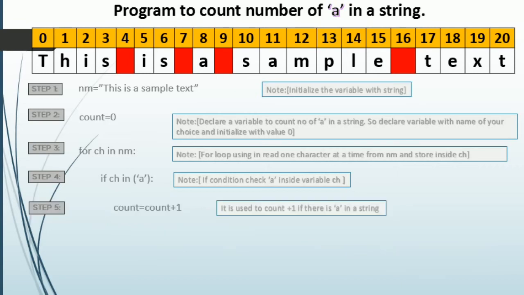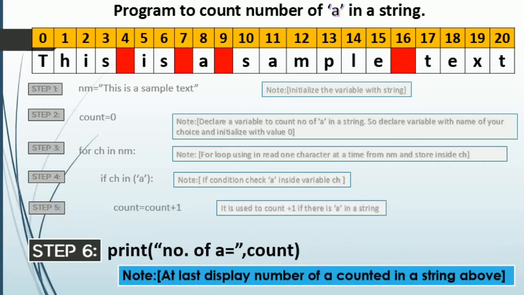Next part, when the counting is over, you have to print the number of a in the string. So this line is going to be the last line, and it is not going to be inside the for loop, it is outside the for loop. So you have to shift towards the left side and write it down in a straight line, exactly below the for loop line of the for. Indentation is very important in Python.